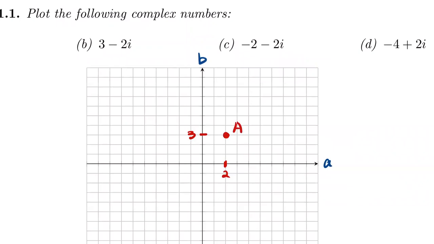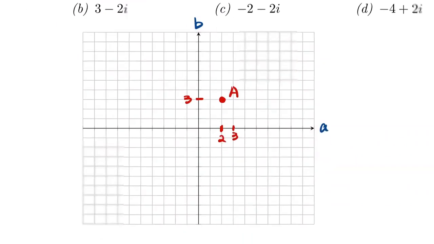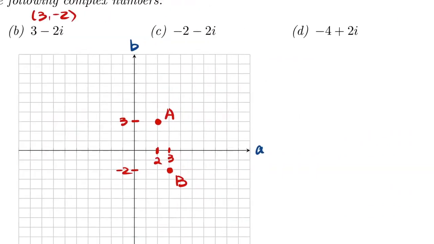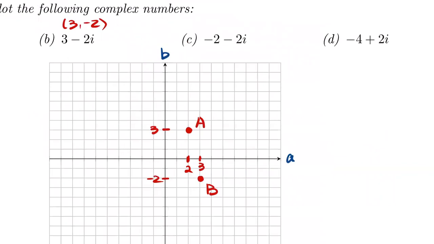I'll call this a. Similarly, the complex number b corresponds to the point (3, -2). So we go to 3 here, and then go -2. That's the complex number, which I'll call b. Same thing for c: we have -2 minus 2i, which is the same as the ordered pair (-2, -2).